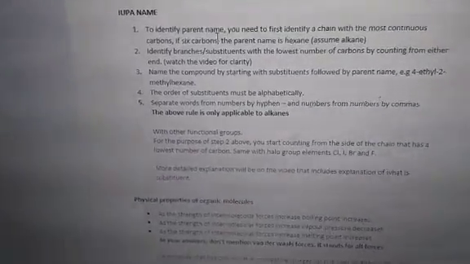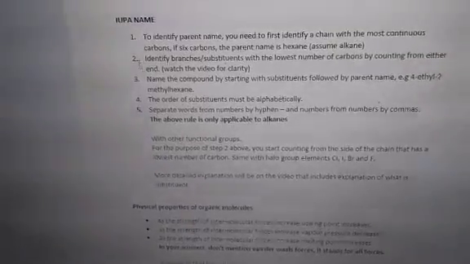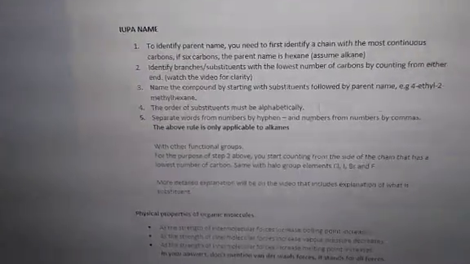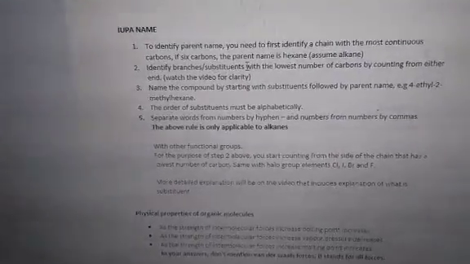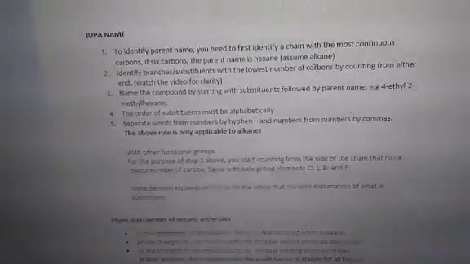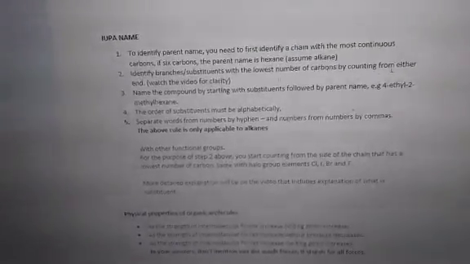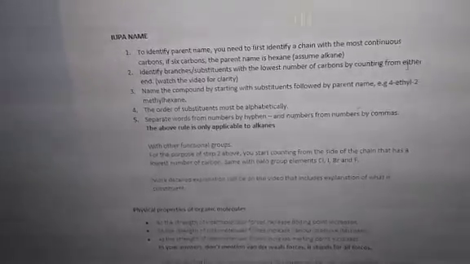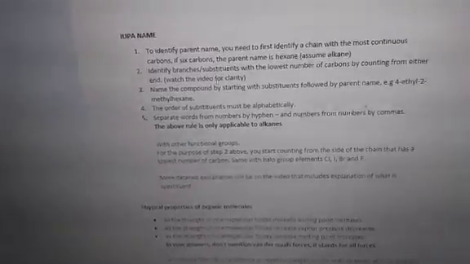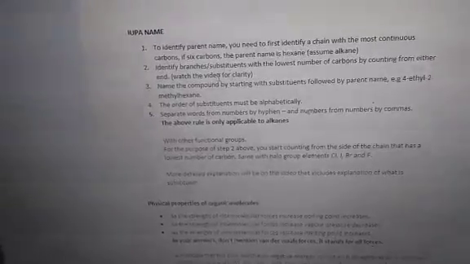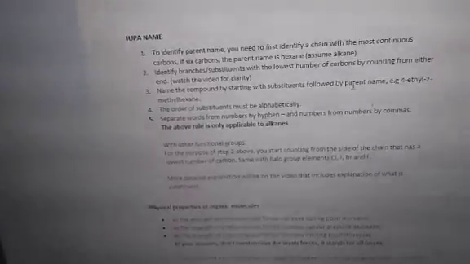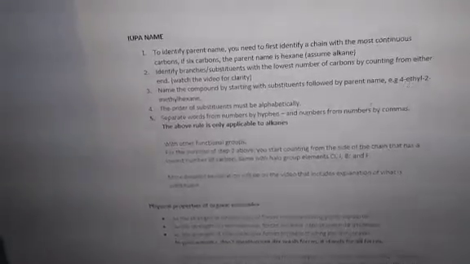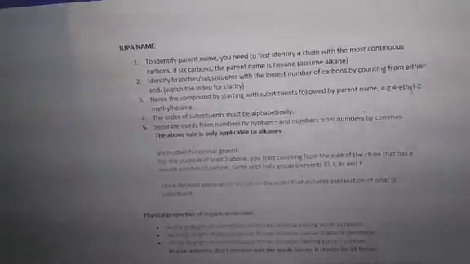Okay, let me illustrate. Let me come here. I will illustrate the entire thing on the diagram. Identify the branches with the lowest number of carbons by counting from either end. You watch the video for clarity on this one. I name the compound by starting with the substituent followed by the parent name.